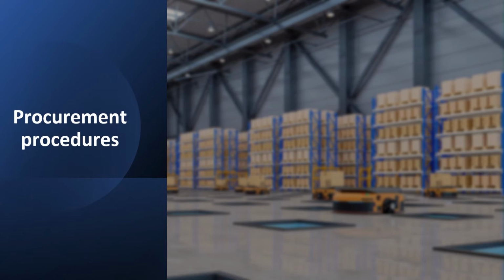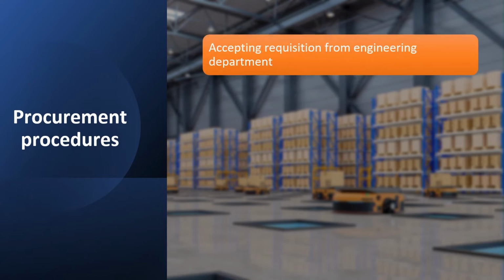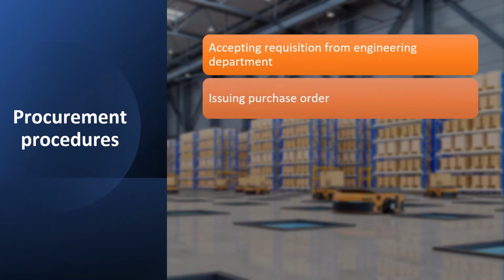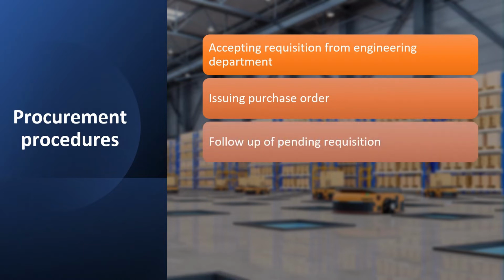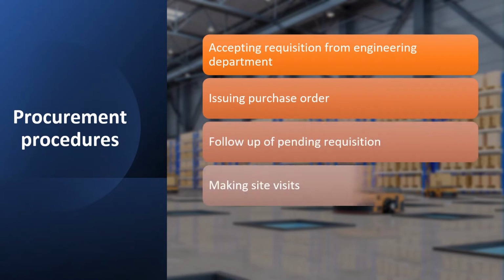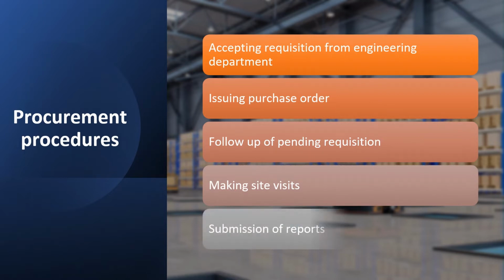When we look at the procedure of procuring a material, it starts with accepting a requisition from the engineering or any concerned department. This is also known as indenting. A purchase order is issued based on the availability of materials or whatever the status is. Follow-up of pending requisitions is done. Site visits are made by the procurement department, and finally a report is submitted.